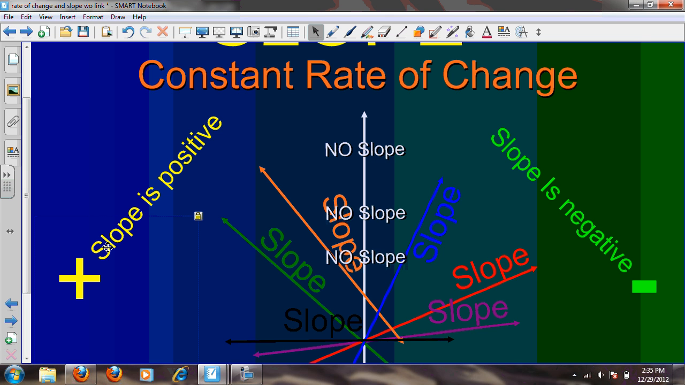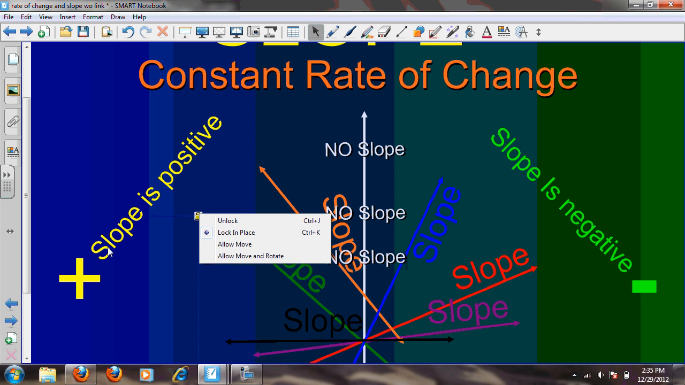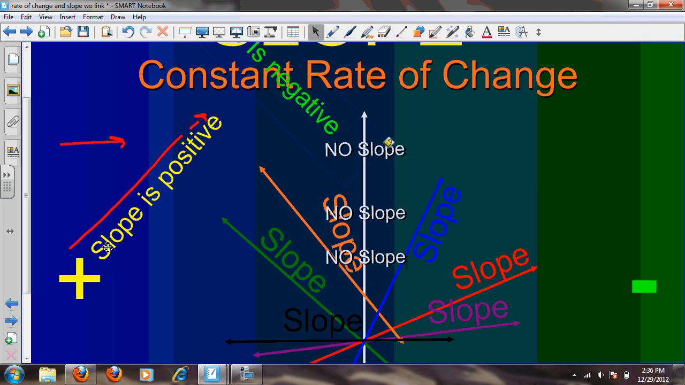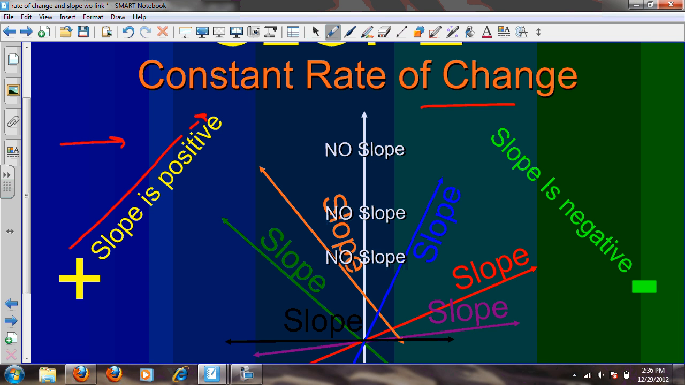Remember, slope is positive when we read from left to right, and it is moving upward. Slope is negative when we read from left to right, and it is sloping downward. Okay? Positive and negative slopes. Not necessarily in your notes, but it is something that you're going to need to know. Okay, so we're going to pick up from where we left off yesterday.